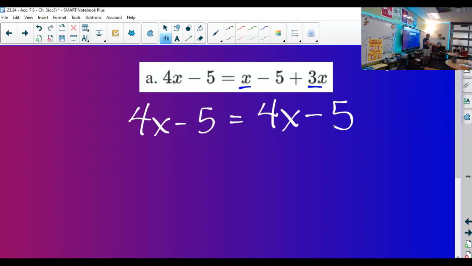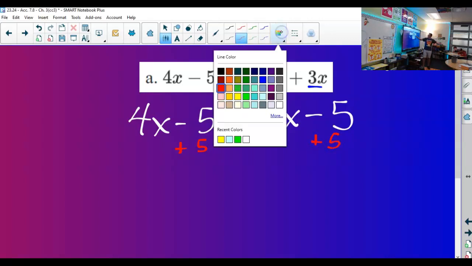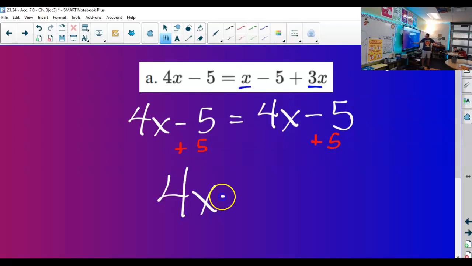What? Somebody else who worked on A. Basically, yeah, we got the same thing because look, we added 5 on both sides. We added 5 on both sides, and then you get what? 4x equals 4x. Now our goal is to get to 1x. How could I turn 4x into 1x?